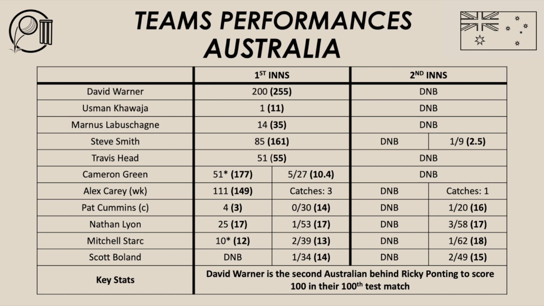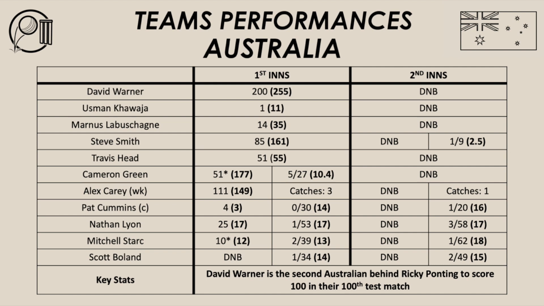He got a good partnership with Warner, as we mentioned before. Smith got a very handy partnership with David Warner of 239 runs, which was for the third wicket. And that was a crucial partnership for Australia to try and set them up in this Test match.